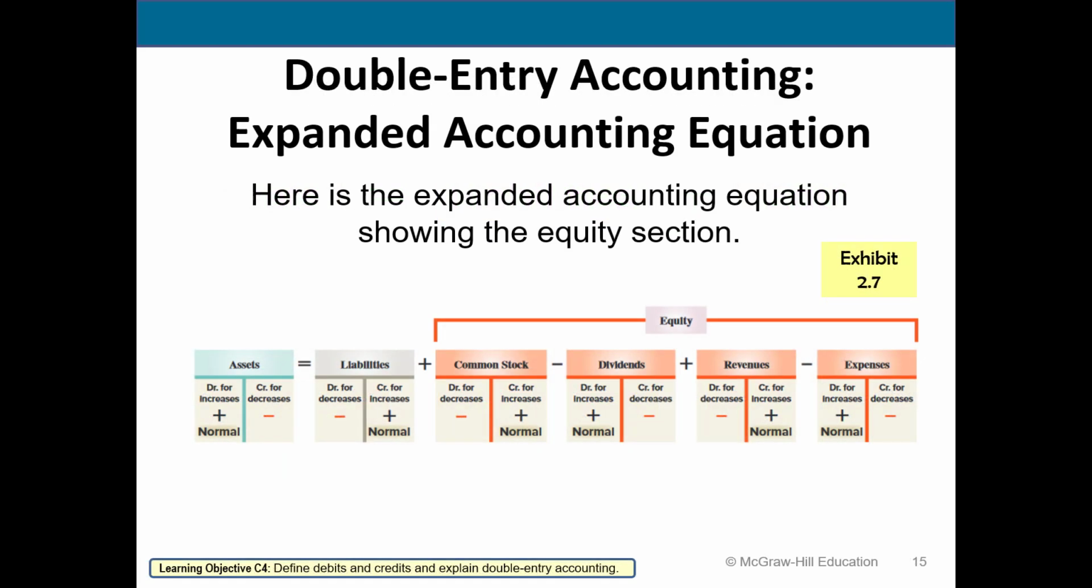Here's the expanded equation. So increases to equity include common stock and revenues. So they will be credited to increase and have a credit normal balance. And remember that dividends and expenses decrease equity, so they are increased with a debit, and they have normal debit balances.